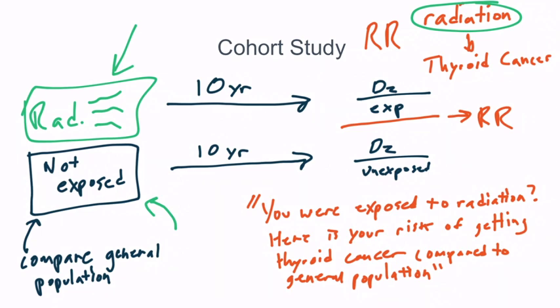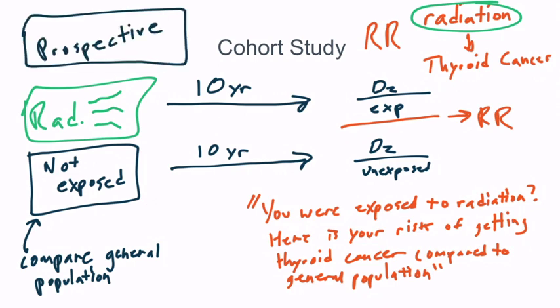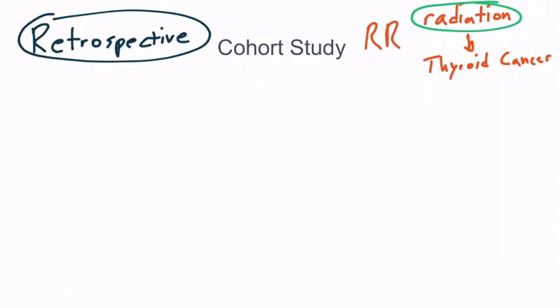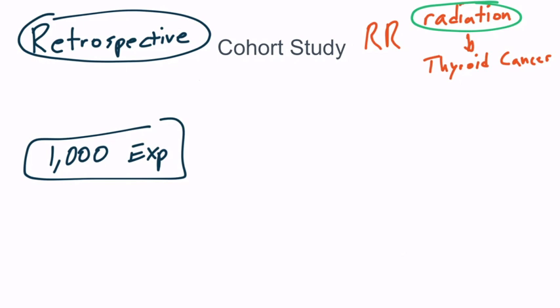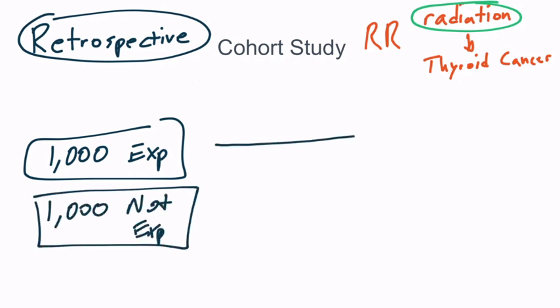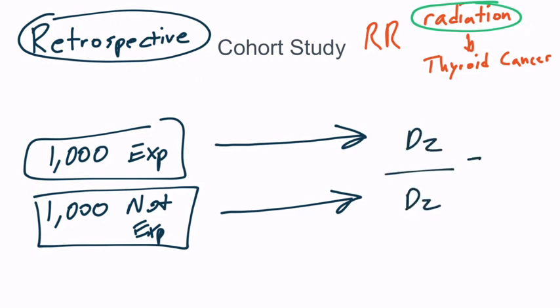Now, what we just drew is a prospective cohort. We start with the exposure, and then we followed them for 10 years. However, this study could have been performed retrospectively. This is often done by chart review of a hospital database. You find a group of people who are exposed, and then you find another group of people who are not exposed. Then look forward through their next 10 years worth of charts and see who got the disease in each group, and then you get the relative risk.